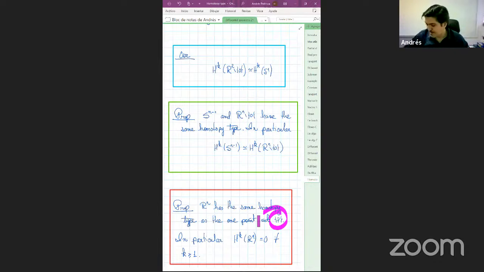So that's why I have this here. It is 0. I'm not putting k equals 0 because we already know that Rn is connected. So H0 of Rn is the reals. Okay. Is the proposition clear for you?